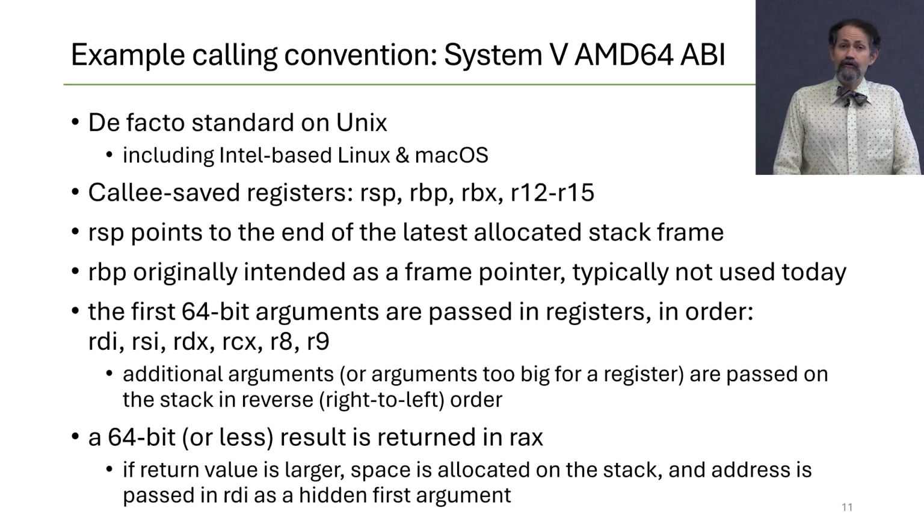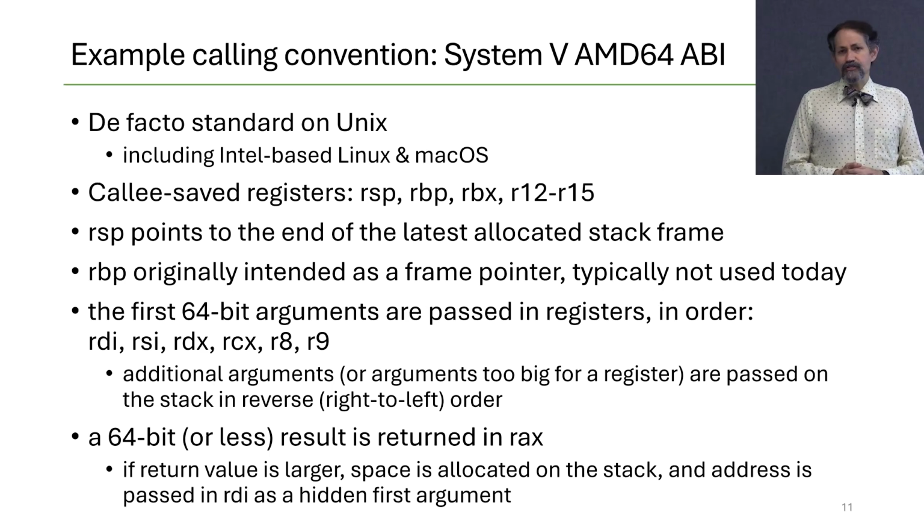Let's take a dive and look at the x86 calling convention, which tells us a little bit about how this calling sequence might be implemented on these processors. The System V AMD64 ABI is the de facto standard on Unix for Intel-based machines. So if you have an Intel-based Linux machine or an Intel-based Mac, they'll be using this calling convention.